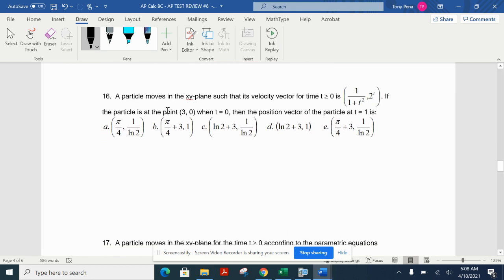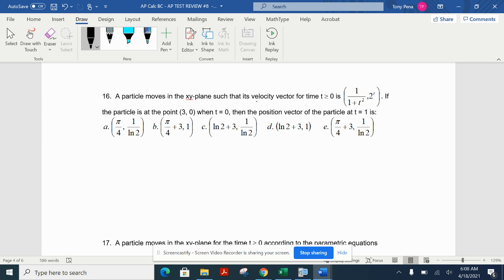All right, this one won't need our calculator here. These look like nice answers that we want to do without a calculator. A particle moves in the xy plane, and you're given the velocity vector for any time. The particle has a position of (3, 0) at the time of 0. Find the position vector at the time of 1. So they're going to make us go backwards.